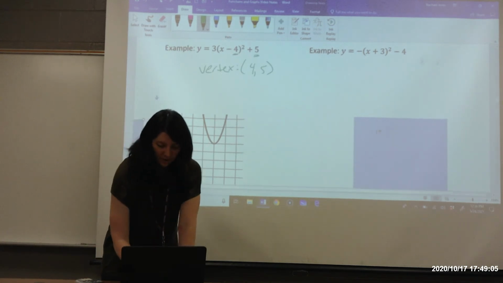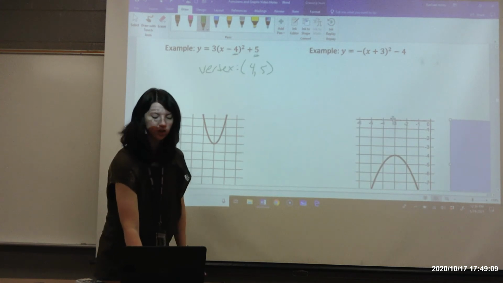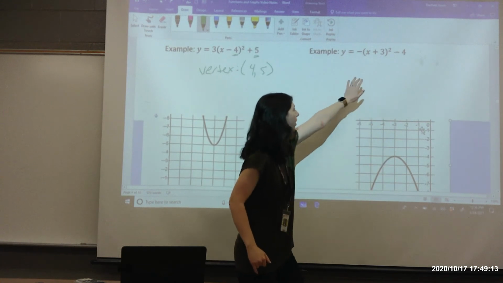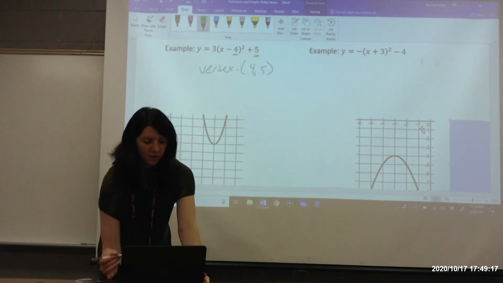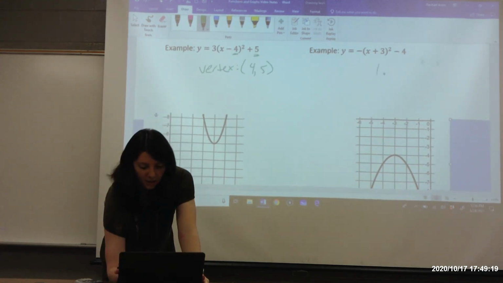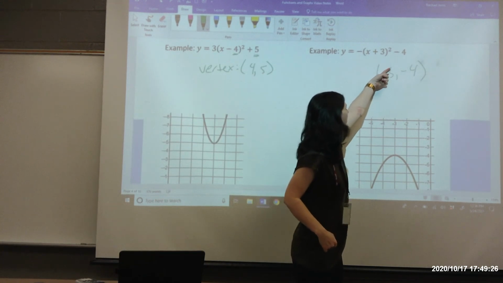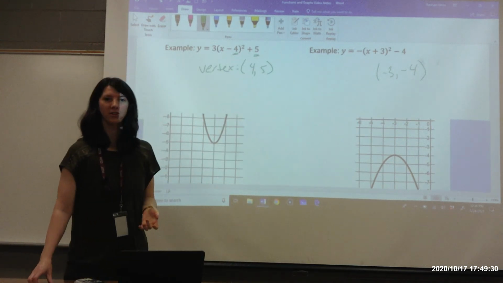Okay, let's see if you're right. If I look at the graph here, I see that my vertex should have been at -3, -4. So when I look at my equation, remember that plus tells me to do the opposite. So that should have given me a vertex of -3, -4. Your h, which is the opposite, your k, which ends up being the same. And that is what vertex form is all about.